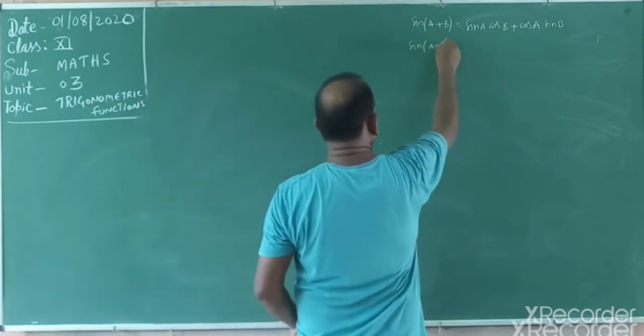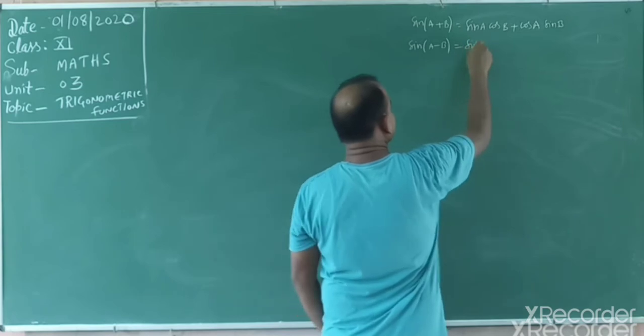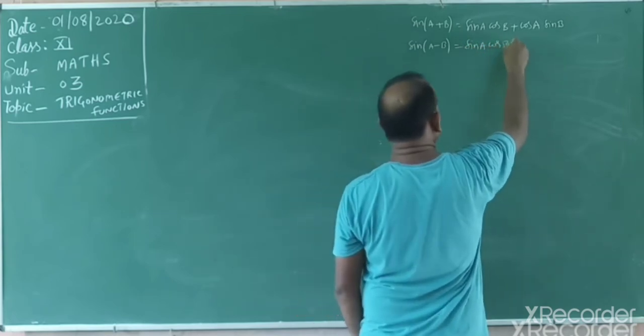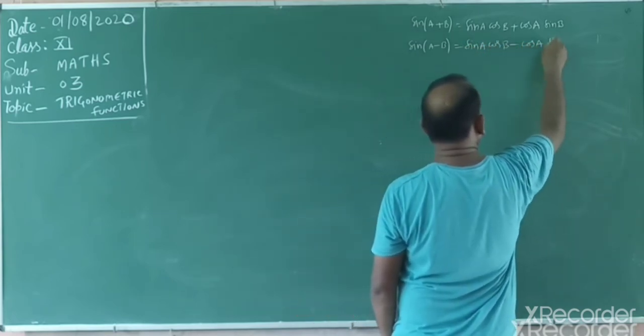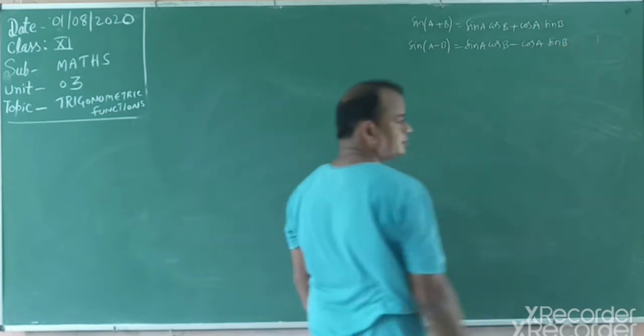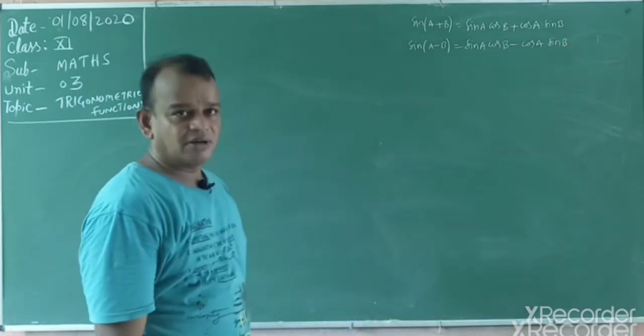Now, sin of A minus B formula: sin A cos B minus cos A sin B. Okay, understood.